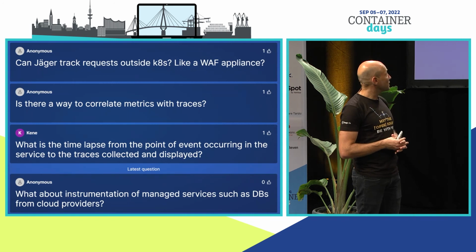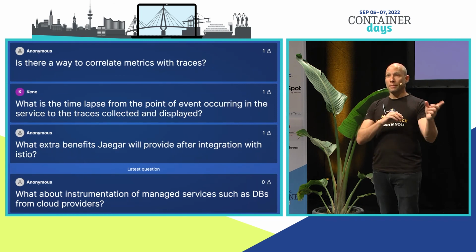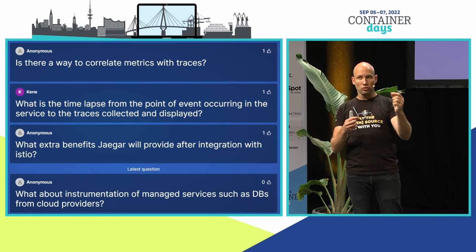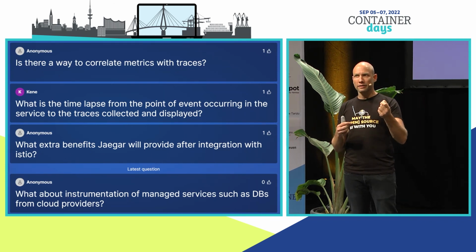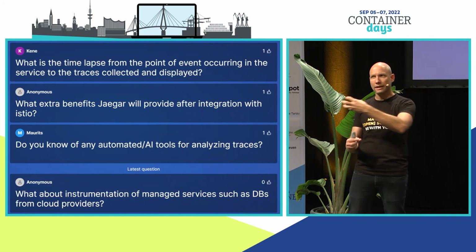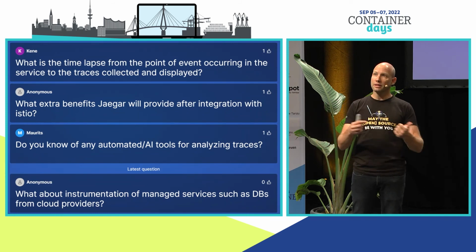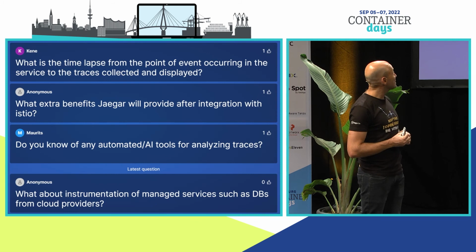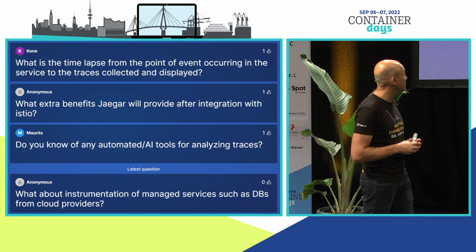Is there a way to correlate metrics with traces? So I talked about correlating traces to logs. You can also correlate metrics to traces. If you have, in Grafana, some dashboard, and you see something spiking, and you think, okay, I want to look at an example trace of that, there is something called exemplars that you can define that will link that. It's a baggage on the metric itself that can link to the trace ID of a sample trace that you can look into. Definitely very interesting, and it's picking up in the Prometheus project and in the OpenTelemetry project. Check out exemplars. We have time for more. What is the time lapse from the point of an event occurring in the service to the traces being collected and displayed?